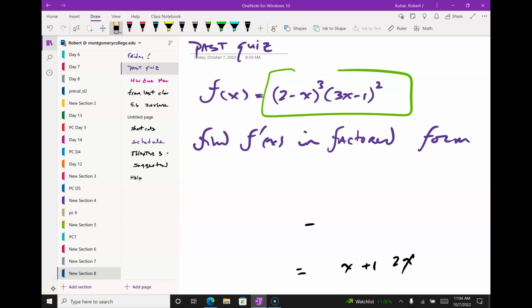So we're doing this one problem here from a past quiz. You will have a quiz on, not today, of course, next Friday, right?